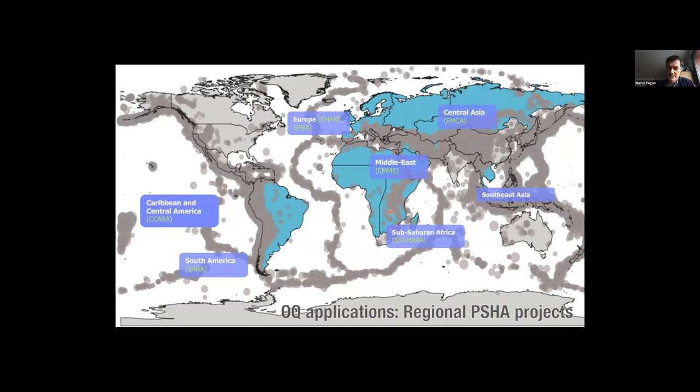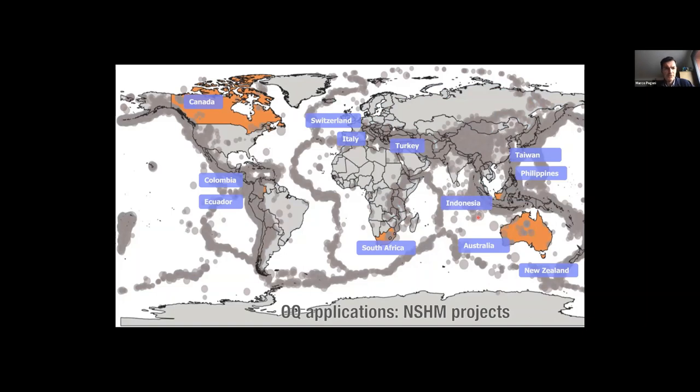Three projects led by GEM in Sub-Saharan Africa, one in South America, and one in Central America and the Caribbean, and a community-driven model in Southeast Asia, with participation from Thailand and from Singapore in particular. The OpenQuake engine has also been used for performing national seismic hazard mapping projects by a number of agencies.